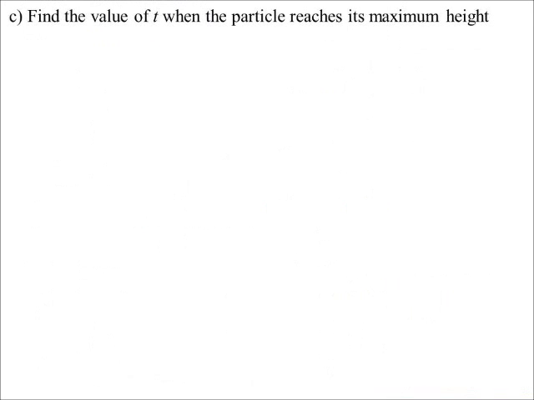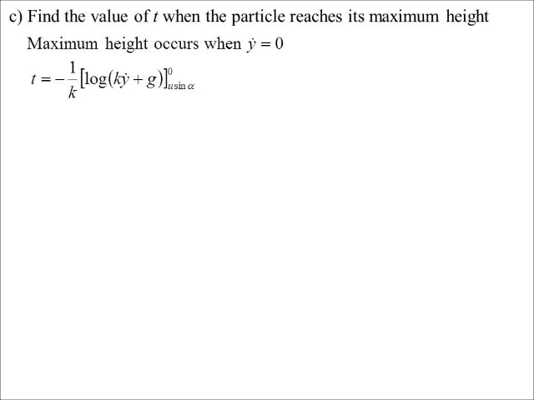All right, value of t at which the particle reaches maximum height. The laws of physics have not changed. Maximum height is still going to happen when the vertical velocity is 0. So we want to solve that equation.